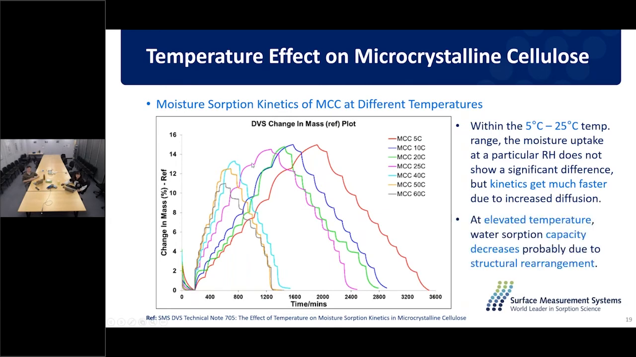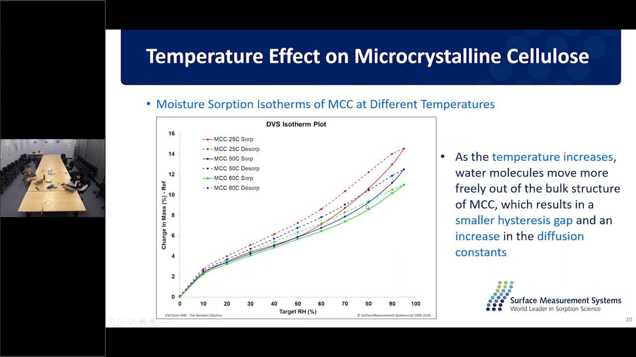And when we keep increasing the temperature from 40 up to 60 degrees here, at elevated temperature, the water sorption capacity of this microcrystalline cellulose drops a lot, which could be due to a structural rearrangement inside the material of this crystalline cellulose. So basically, the stability of this cellulose is not ideal at higher temperature.